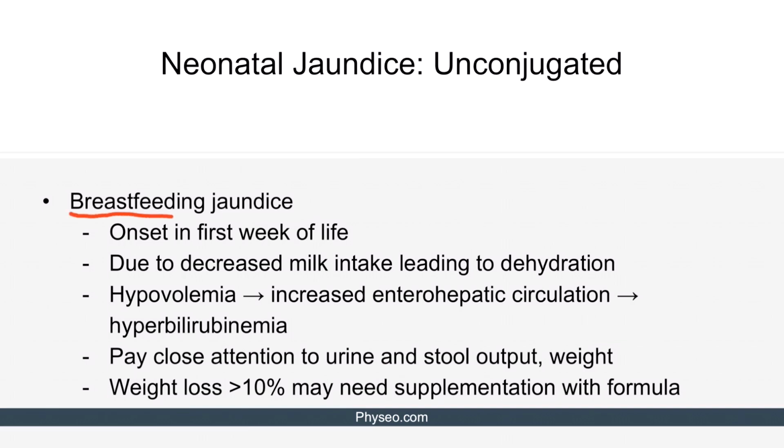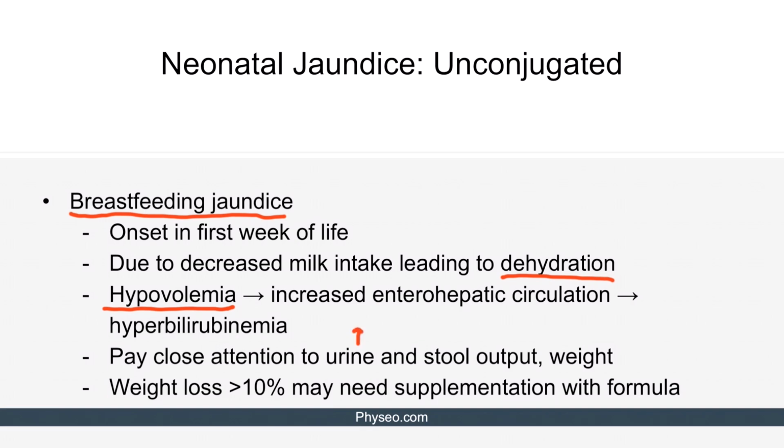First is breastfeeding jaundice. This is jaundice that develops within the first week of life, secondary to decreased milk intake or poor feeding. This results in dehydration and hypovolemia, which leads to an increase in the enterohepatic circulation and hyperbilirubinemia. In order to evaluate for breastfeeding jaundice, it's important to evaluate an infant's hydration status. This can be done by assessing stool and urine output.